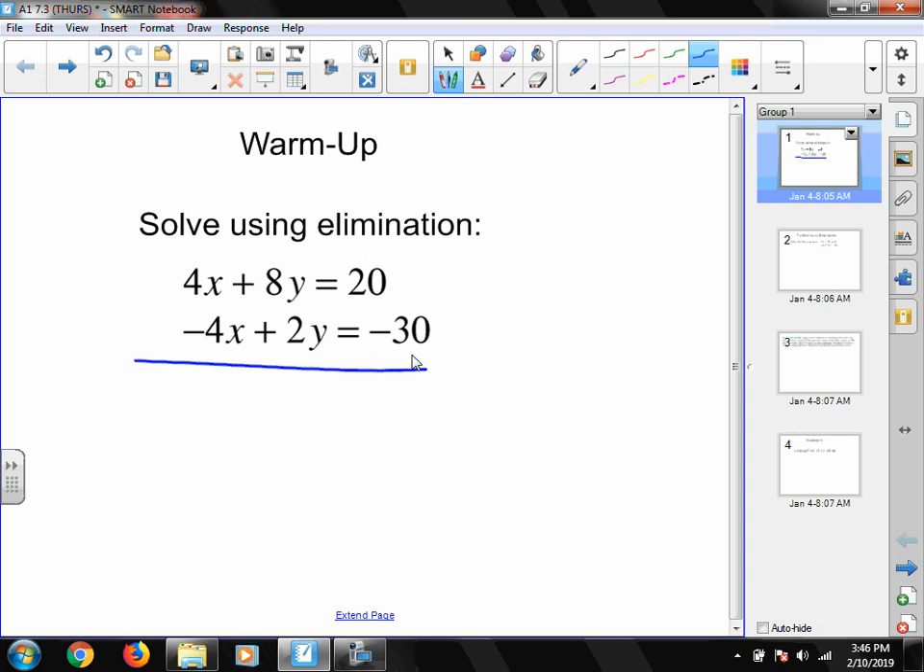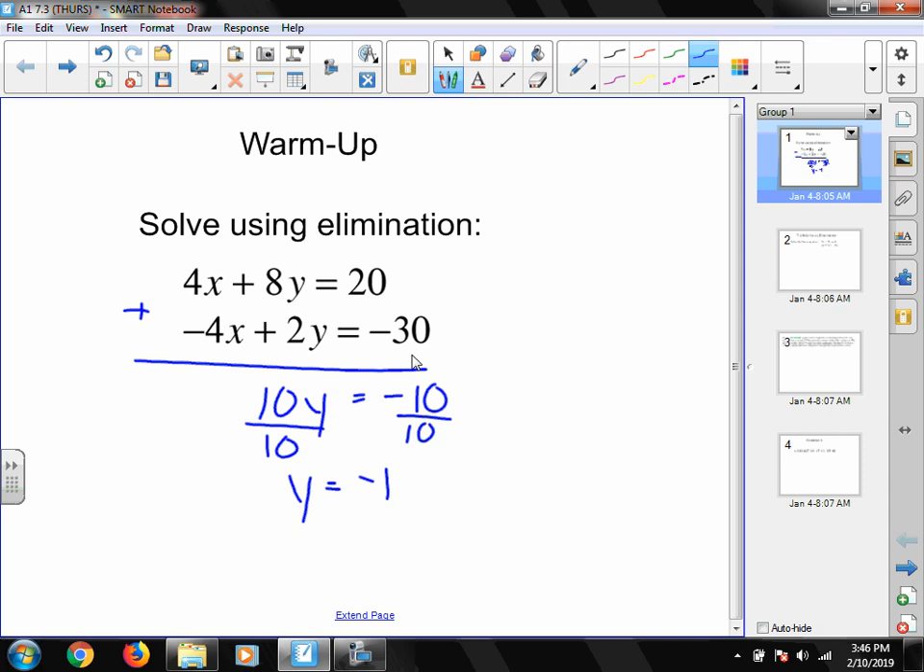So all I have to do is add these two equations together. Okay, 4x plus negative 4x. It's gone. X's have been eliminated. I take 8y plus 2y, and I get 10y is equal to 20 plus negative 30, which is negative 10. Now I have the equation 10y equals negative 10. I divide both sides by 10, and I get that y is equal to negative 1.